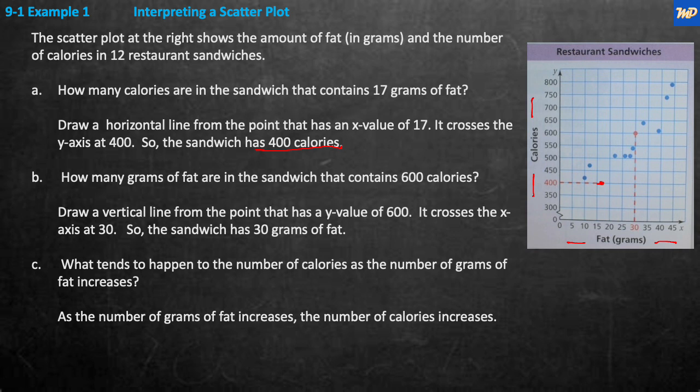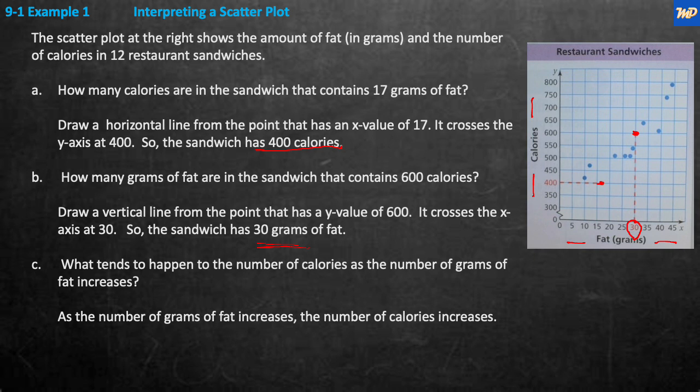How many grams of fat are in the sandwich that contains 600 calories? Well, let's find 600. Go across and find that point. Here it is. And then we're going to look straight down for the x value, and it's 30. Drawing a vertical line for the 600 calorie sandwich, the sandwich has 30 grams of fat. Right there, 30 grams of fat.